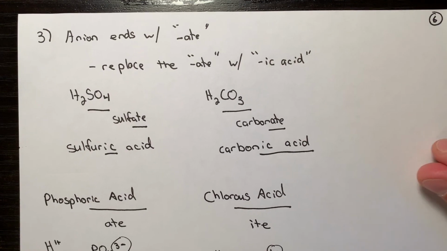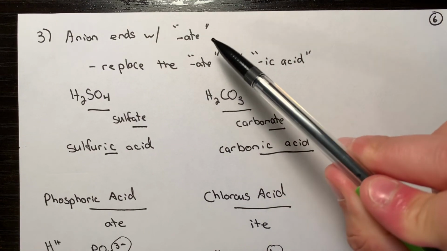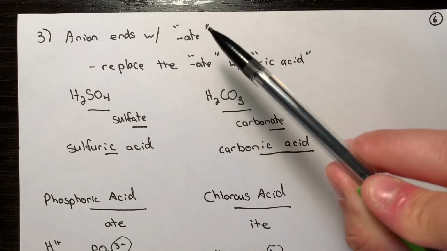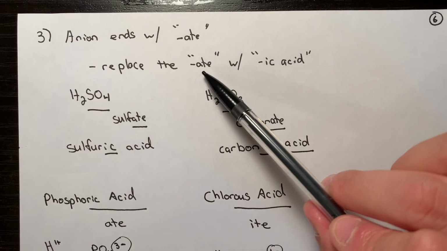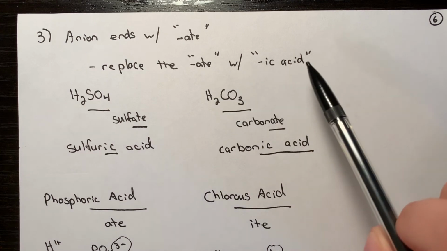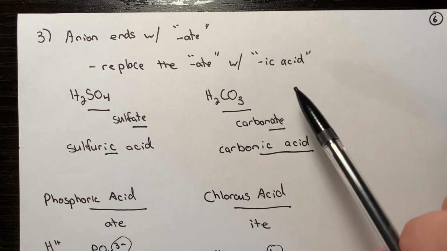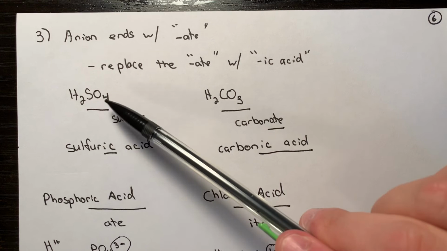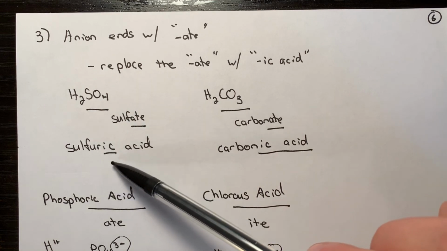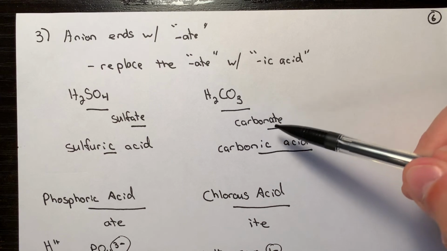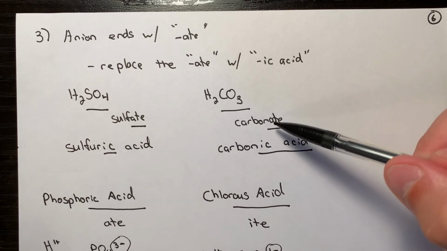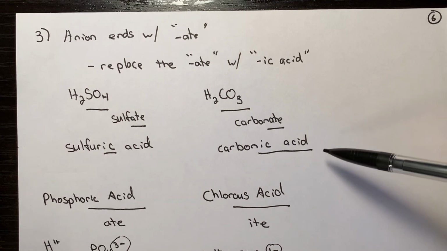is when the anion ends with ate. So again, it's the second type of polyatomic we're going to see here. We simply change the ate ending to ic acid. Okay. So the sulfate becomes sulfuric acid. It's the carbonate, that ate ending that gets chopped off again and becomes carbonic acid.